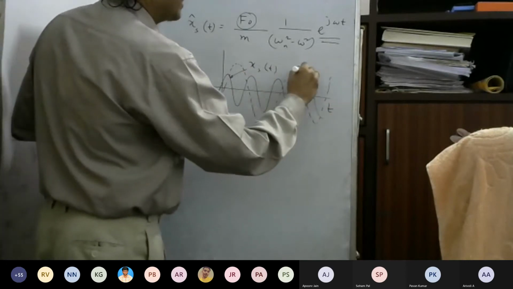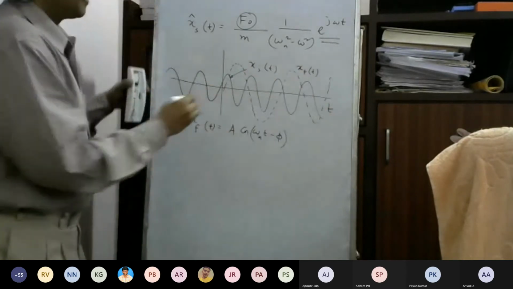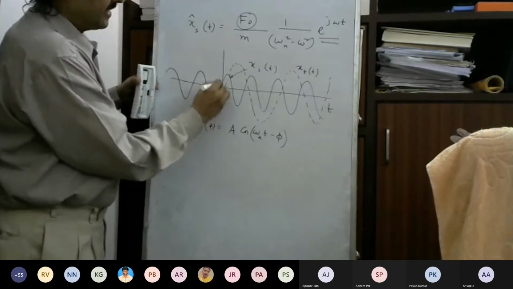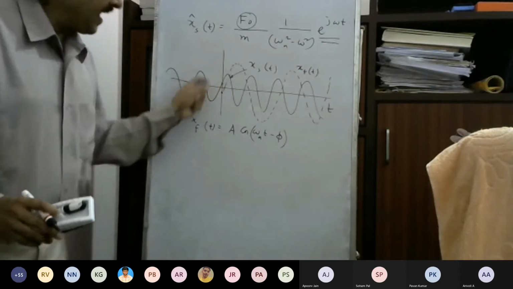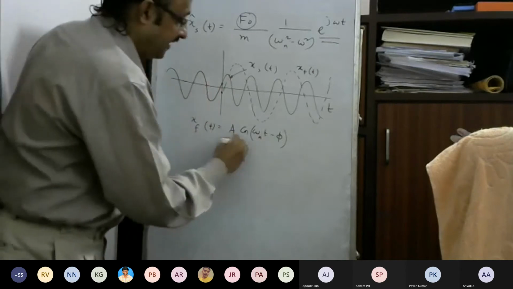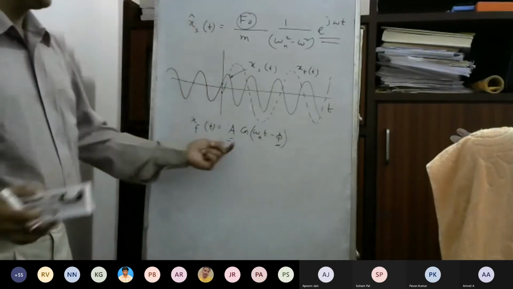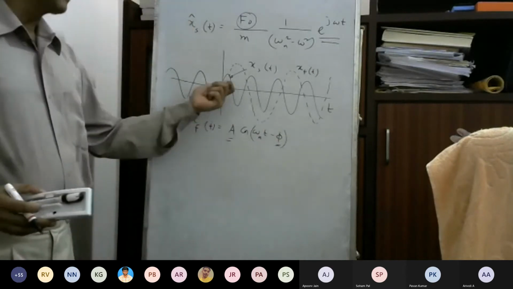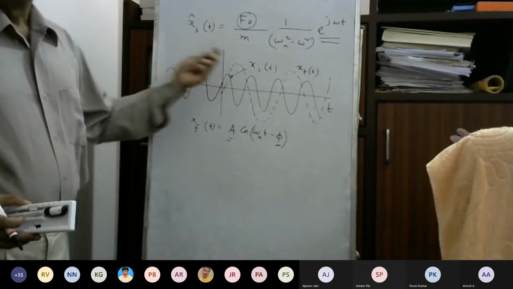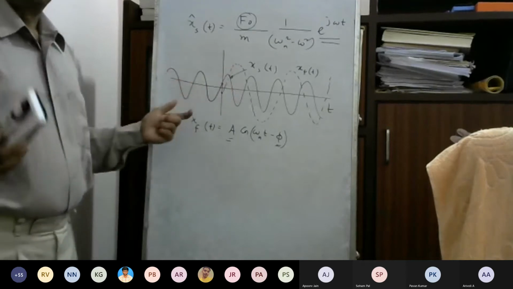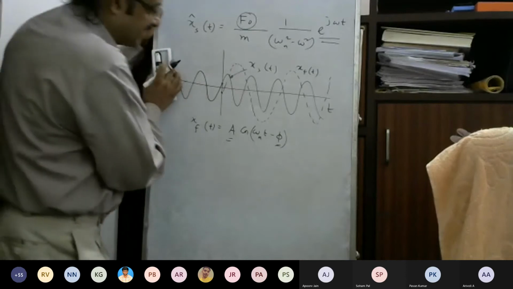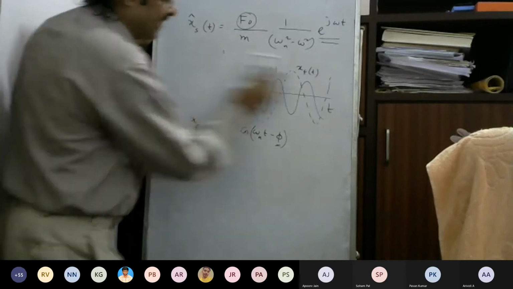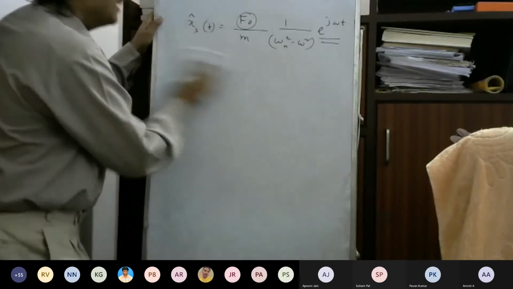This one, let us say x_f(t). The x_f(t) will be such that the initial condition will be the same as the initial. So A and phi are unknown quantities. A and phi will be such that the initial conditions will be exactly what is required from our problem. Just one small example I'll take, and that will make it clear.